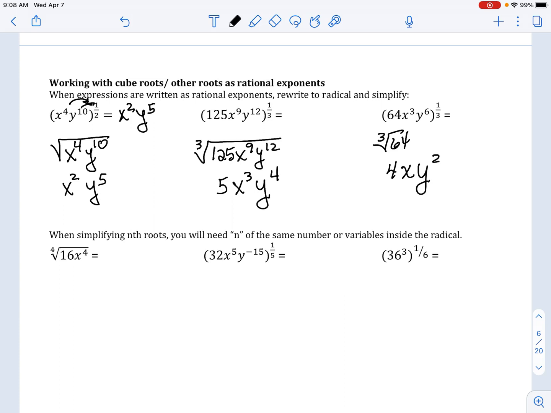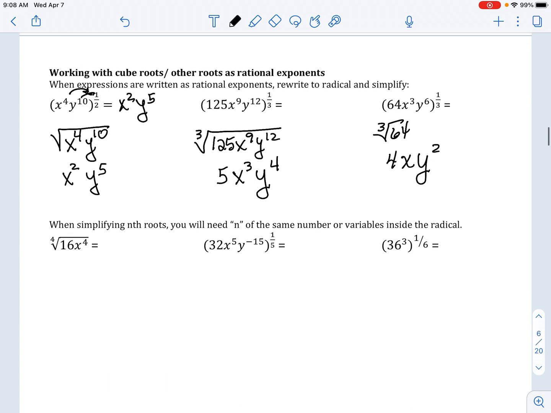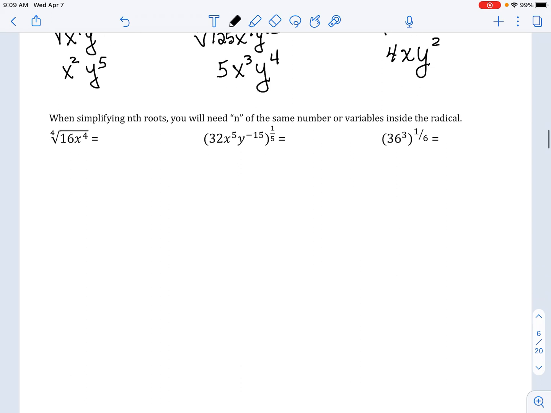If it turns out that you don't convert to radical and you end up with a fraction in your answer, so let's say you ended up with like y to the 2/3. For some problems, that's an acceptable answer. You just have to determine by reading the question how your answer should be written. Should it be written in radical form, or should it be written in fraction or rational exponent form?